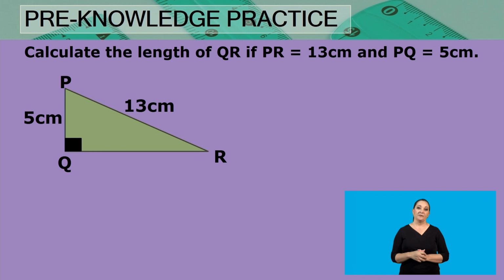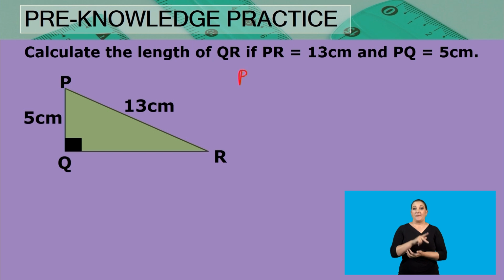So we have there, calculate the length of QR if PR is equal to 13 centimeters and PQ is equal to 5 centimeters. Now this is a right-angled triangle, which means firstly there is a 90 degrees there, and that's how we see that it's a right-angled triangle. And also when we are calculating sides, this means that we can use Pythagoras to solve for our unknown side.